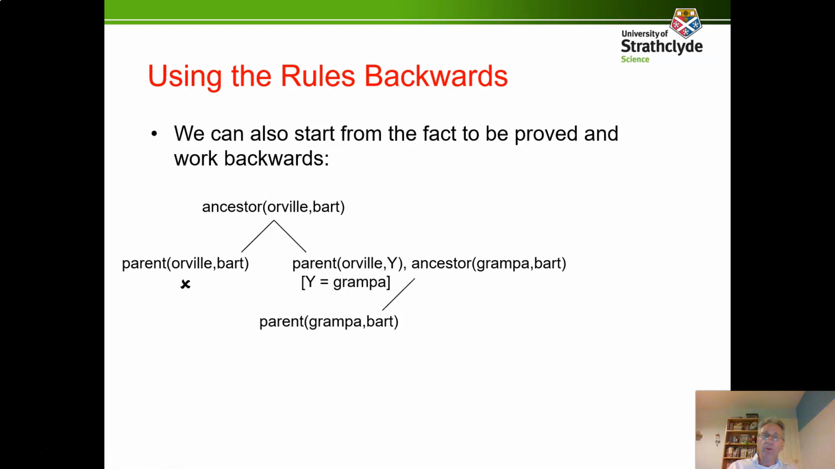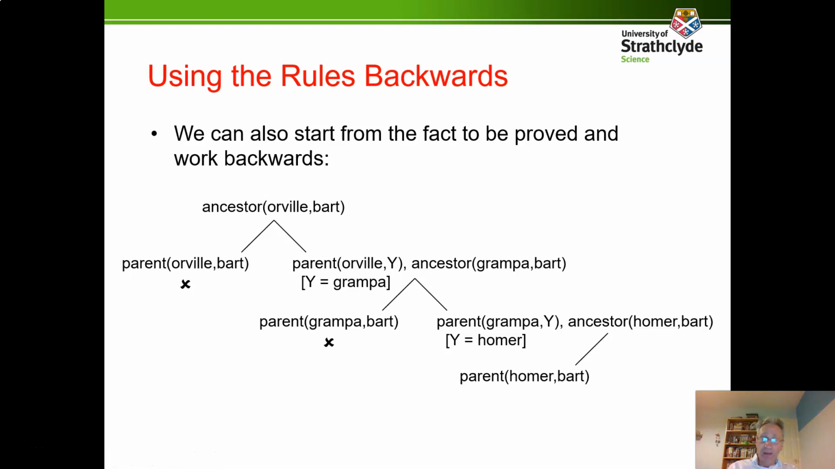So let's try and prove it. One way is that Grandpa is the parent of Bart. That's not true. But the other way is using the rule. Grandpa is the parent of some Y, and that Y is the ancestor of Bart. Well, Grandpa is the parent of Homer. And so now all we need to do is to prove ancestor Homer Bart. One way is for Homer to be Bart's parent, and that's true. So therefore that's true. That means that's true, and therefore the top thing's true. So we've proved the fact by working backwards, and working backwards can often be a good way to go.